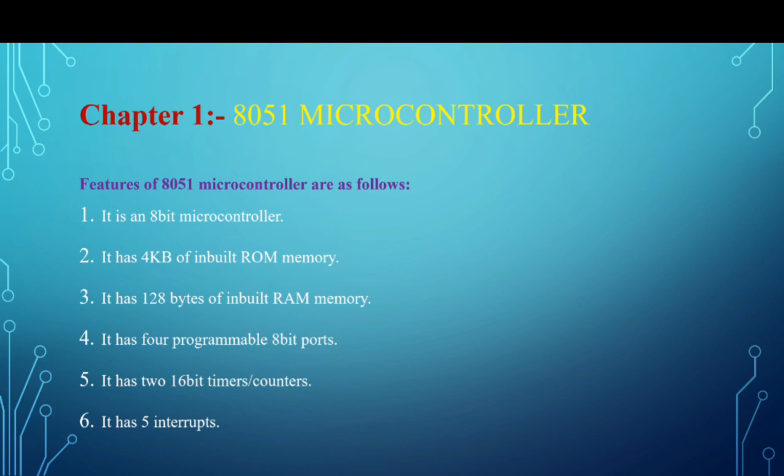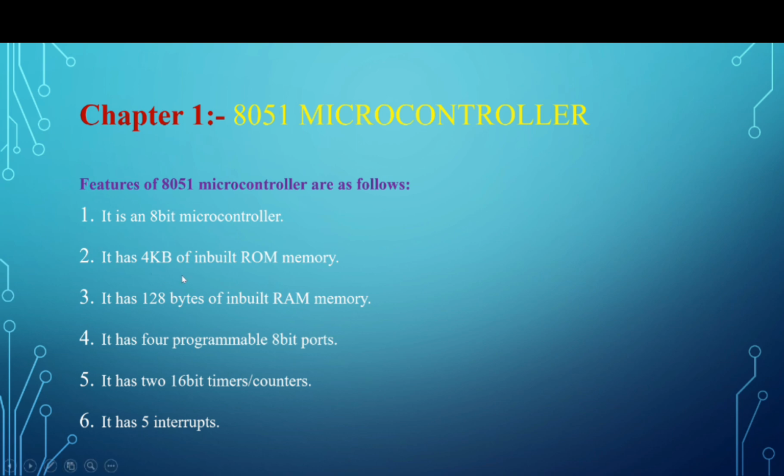All registers are 8-bit in size. All SFRs, special function registers, are 8-bit in size. All ports are 8-bit in size. So an 8-bit microcontroller has an 8-bit data bus. That is the reason why we can perform only 8-bit operations at a time.